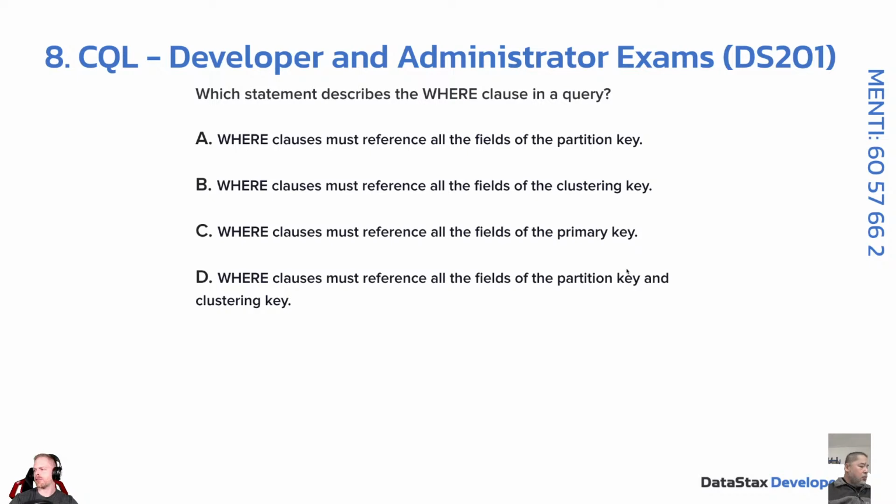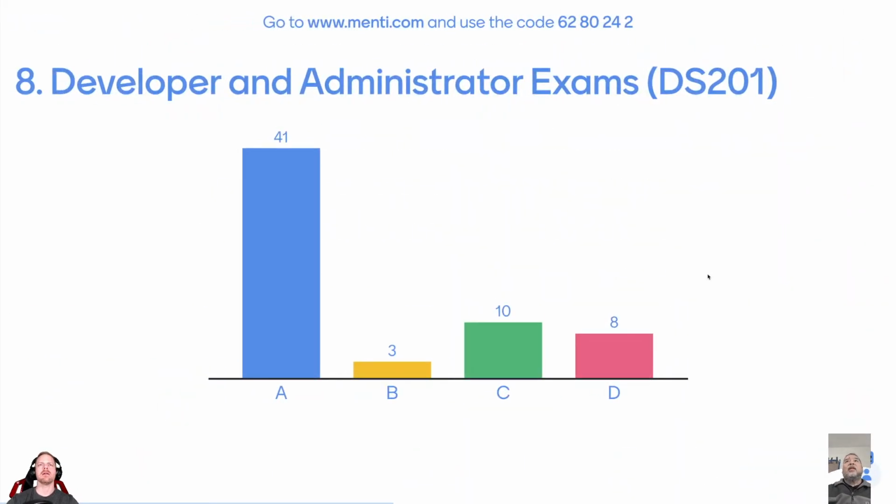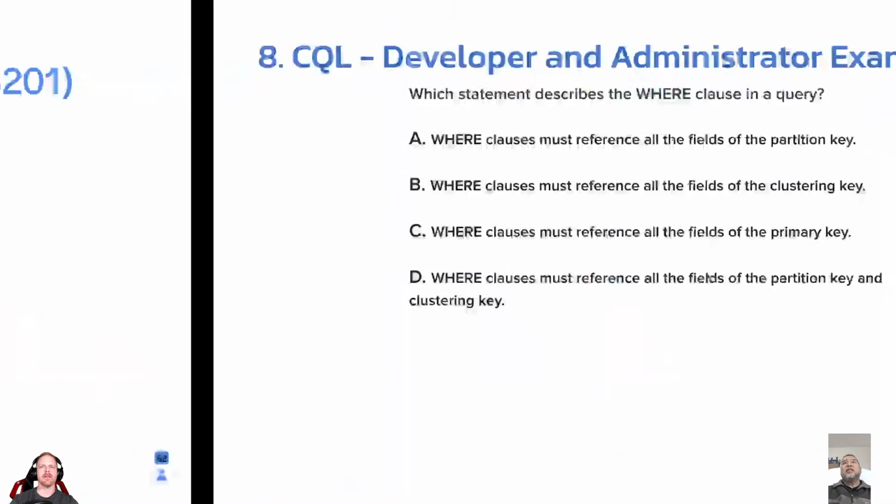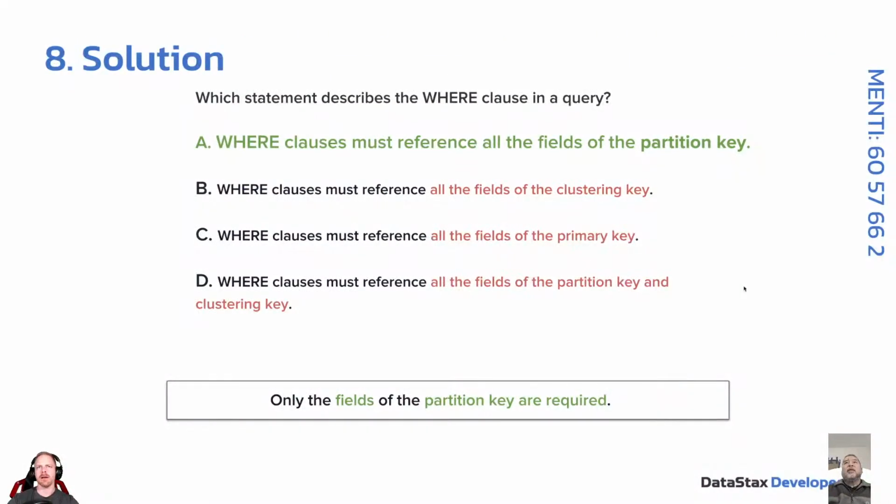All right, looks like our answers are in, David. And the correct answer in this case is, in fact, A. Let's take a look at why. This is actually another one of those, like the secondary index one, that if you get it wrong this time, you'll never get it wrong again. And the answer is A. The where clause must reference all the fields of the partition key.